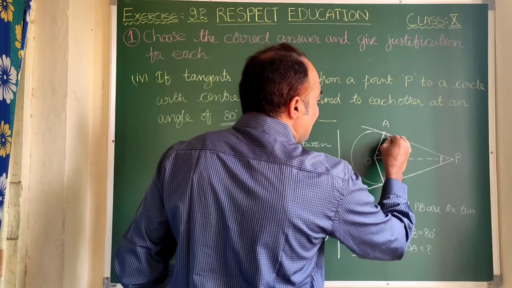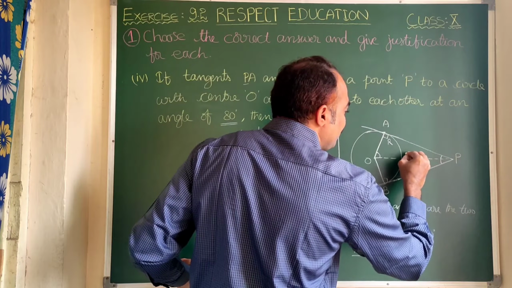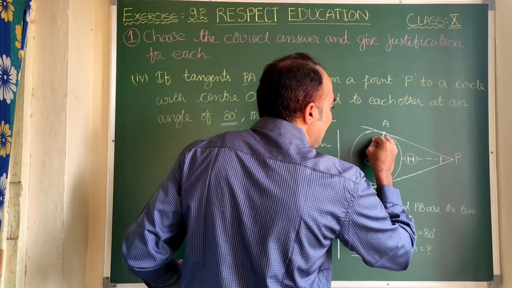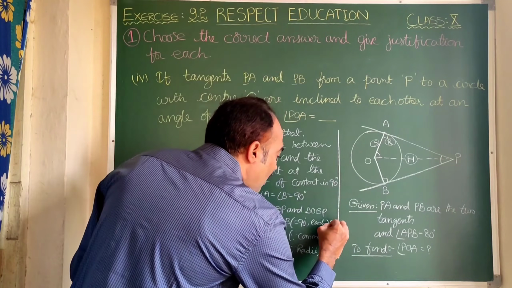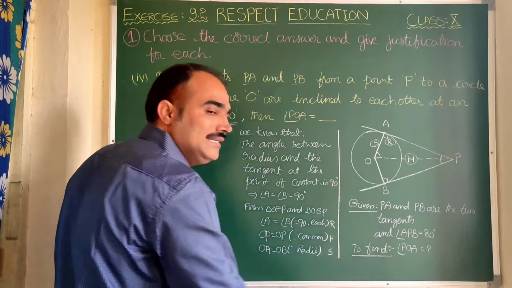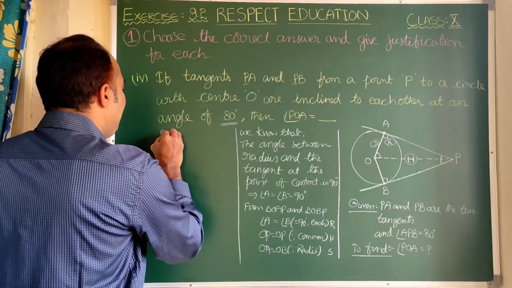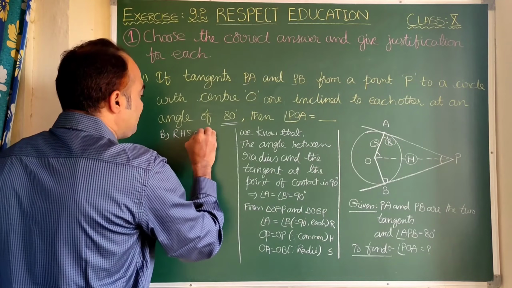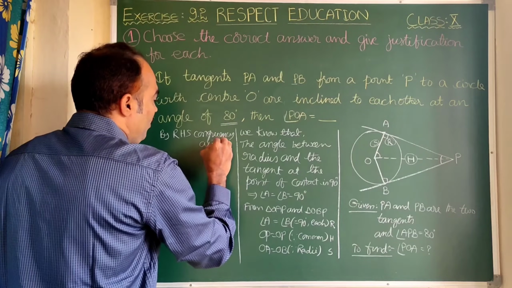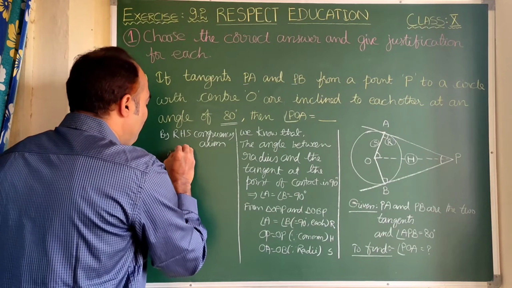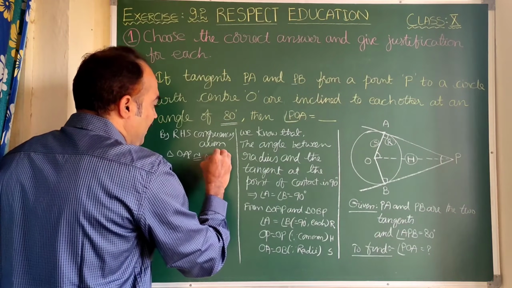90 degrees is called right angle, whereas OP common is called hypotenuse, and this OA and OB they are taken as sides. So by RHS congruency axiom, both the triangles are congruent. Triangle OAP is congruent to triangle OBP.